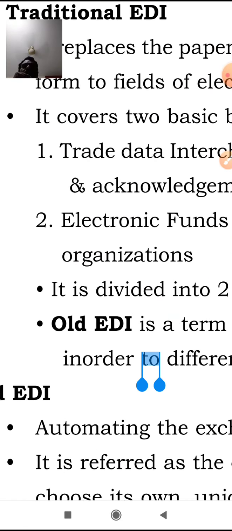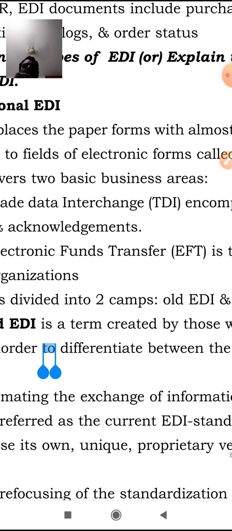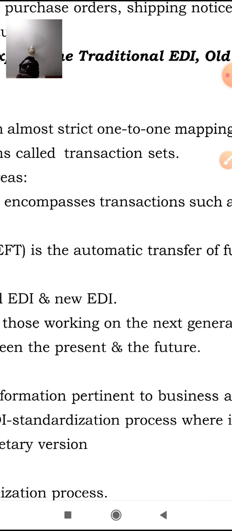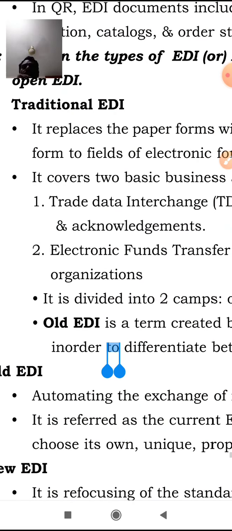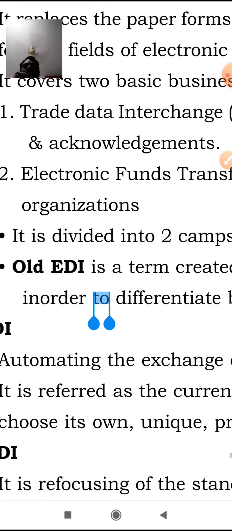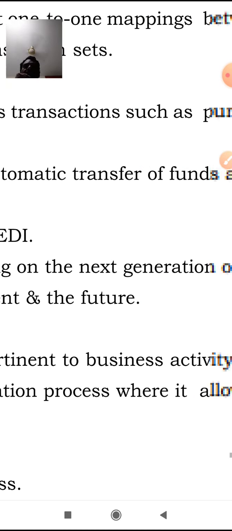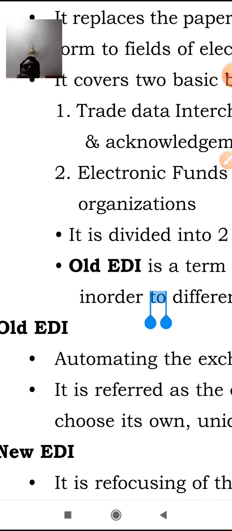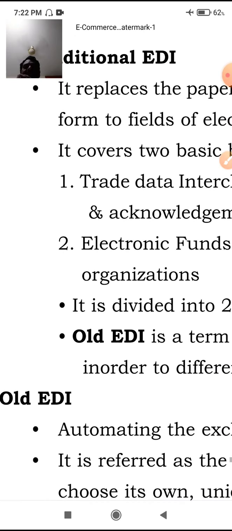So it covers 2 basic business areas. The first is trade data interchange, TDI, in commercial transactions such as purchase orders, invoices and acknowledgements. The second is electronic fund transfer, EFT, which is the automatic transfer of funds among banks and other organizations. This traditional EDI is used in these areas.